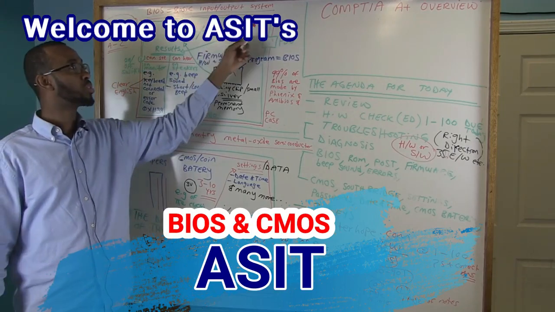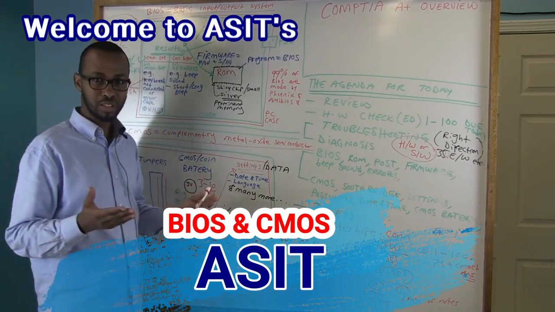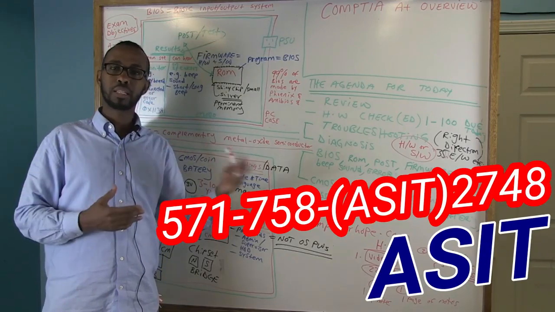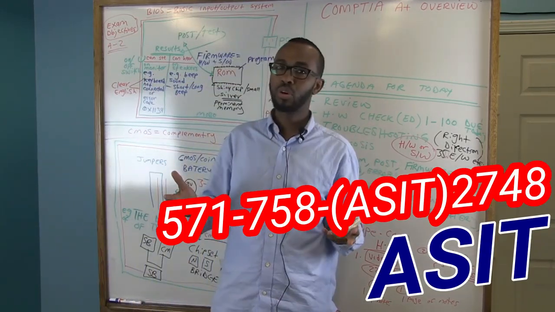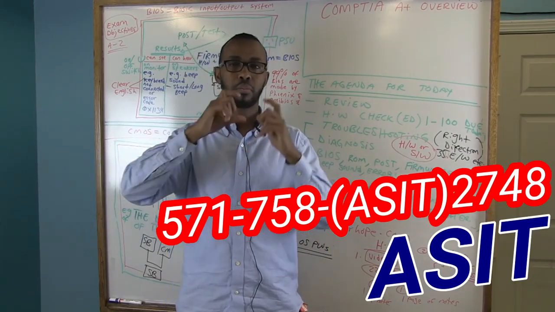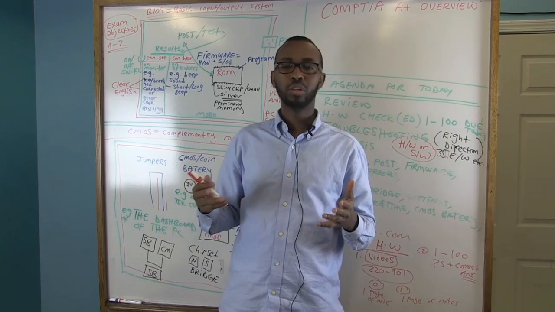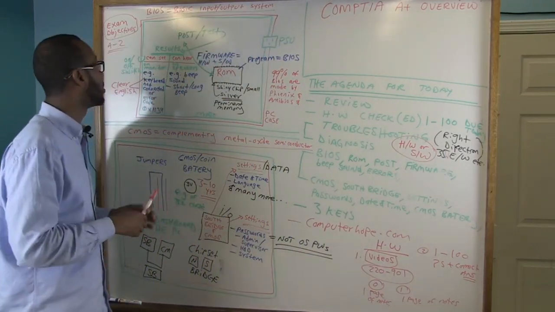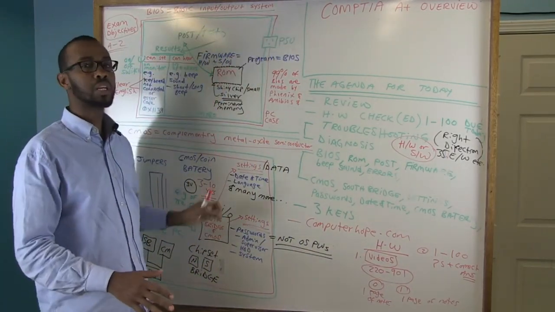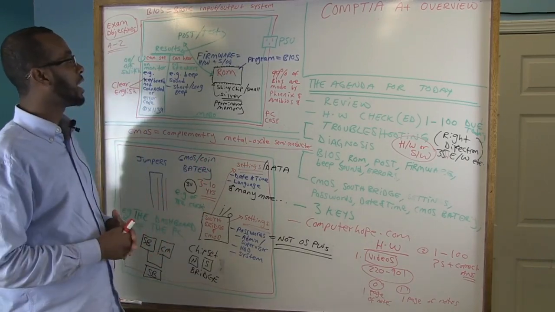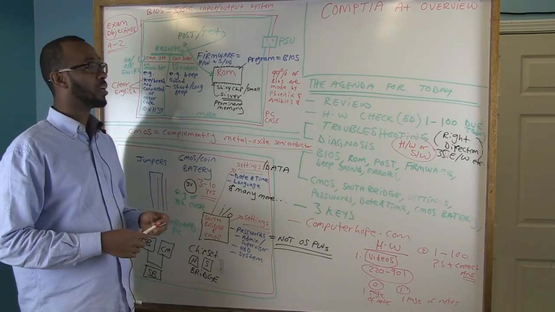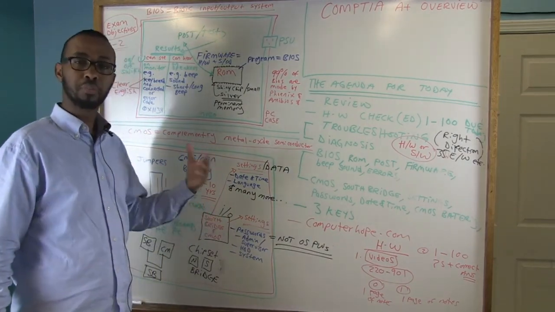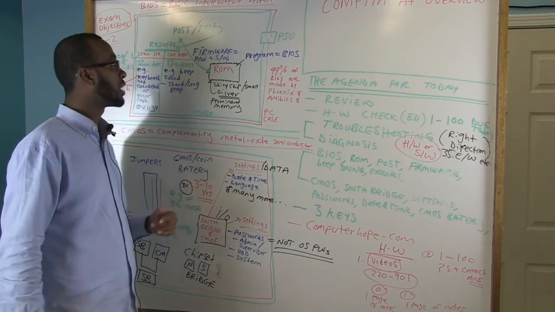Basic input-output system. Basic, just like the name says: input is anything going to the computer and the system, and output is anything coming out. Examples of input would be keyboard, mouse, thumbprint, microphone. Examples of output are monitor, speakers, printer, and so on. So it's dealing with the input and output, all the hardware, like all the peripherals, the IOs, the inputs and outputs. Also hard drive, optical drive, floppy drive, all of that good stuff.